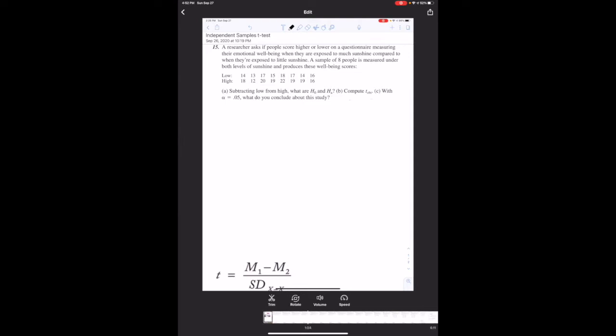Okay, well the first thing we should try to figure out here is what kind of hypothesis this should be. A researcher asks if people score higher or lower. Higher or lower. That is a two-tailed test. In fact, it's the textbook definition. They're not saying whether the score goes up or down. They just want to know if they're different.